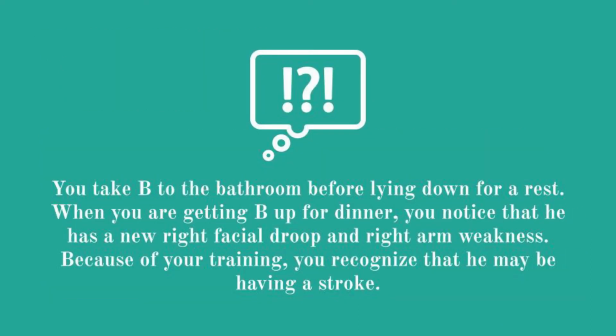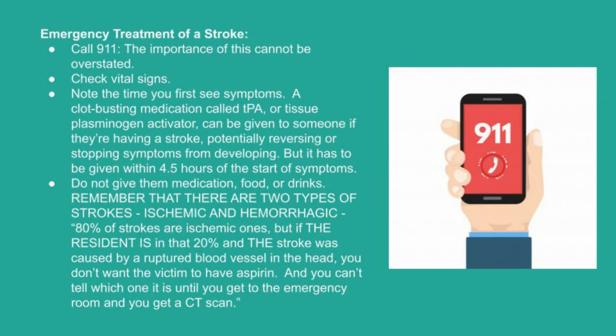So let's look at our scenario. You take B to the bathroom before lying down for a rest. But when you are getting B up for dinner, you notice that he has a new right facial droop and right arm weakness. Because of your training, you recognize that he may be having a stroke. So call 911. The importance of this cannot be overstated. Check vital signs. Note the time that you first see symptoms.